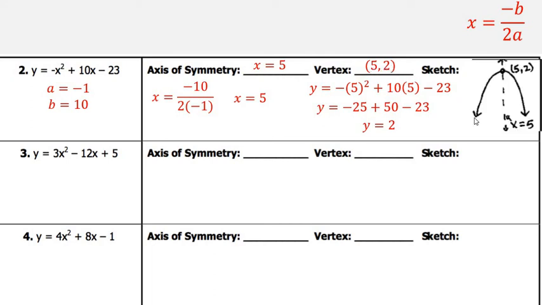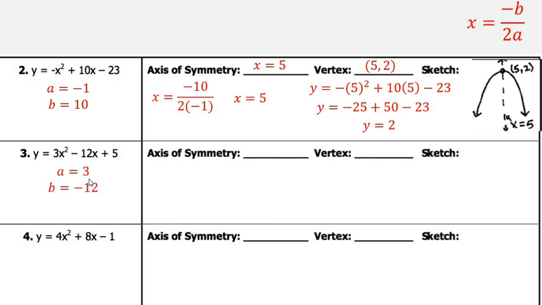Sketch it, and since it's a negative parabola, a negative quadratic, it's going to face down. You draw your dotted line, and this dotted line is x equals 5. The highest point of this parabola, since it faces down, is the vertex at 5, 2. So if you're driving down the highway and you make a U-turn, where you start turning, that is your vertex.